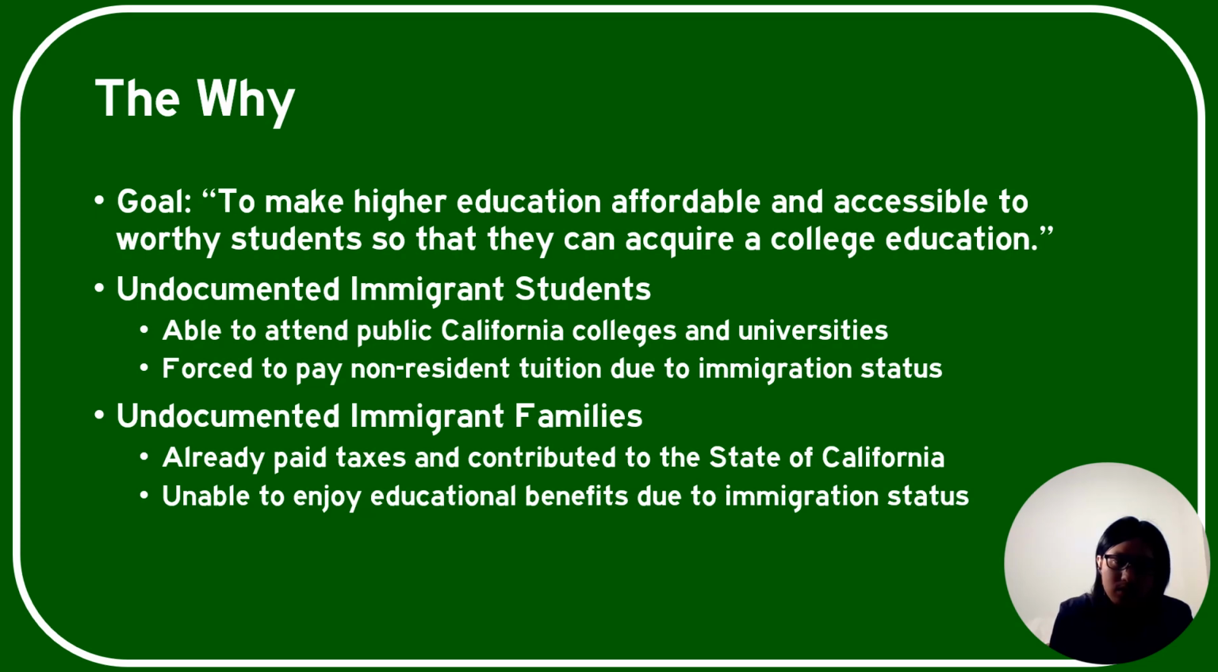And so what is the goal of AB 540? So the goal of AB 540 is to make higher education affordable and accessible to worthy students so that they can acquire college education. The background of this is that undocumented immigrant students and their families, right? So they might not have a big presence in a state like Iowa, but in California, they do have a sizable presence. And because of their status as undocumented, under the old law, they would be considered non-residents and therefore would have to pay non-resident tuition, where them and their families have already contributed to the state of California through their taxes.